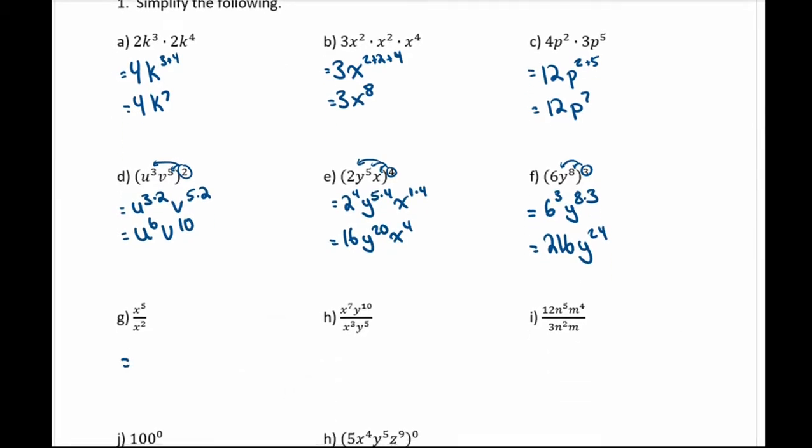For G, x to the power of 5 divided by x to the power of 2. So when we're dividing powers with the same base, we minus our exponents. So x to the power of 3.